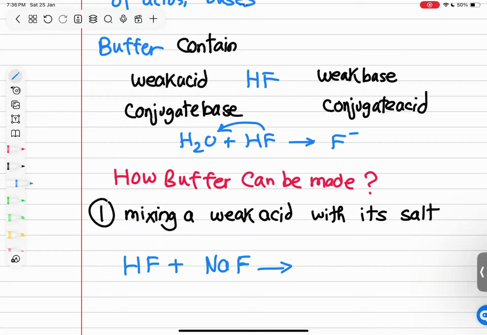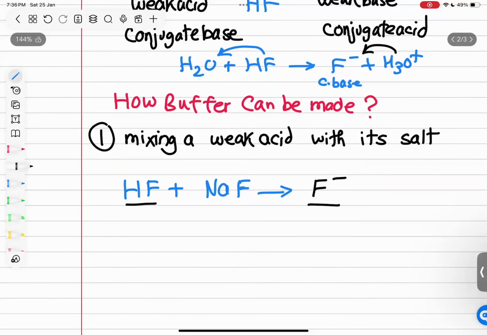So this one loses a proton to this one, and this one becomes H3O+. Here is the acid, and this is its conjugate base. Why is it called a conjugate base here? Because it's going to accept the proton from the H3O+ and form the H2O. So I need to make the F-. So if you add HF with NaF, you will form the F-. So now you have the HF and the F-. This is the weak acid and its conjugate base at the same time.